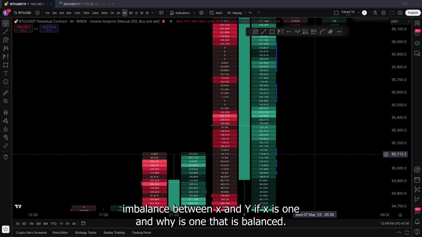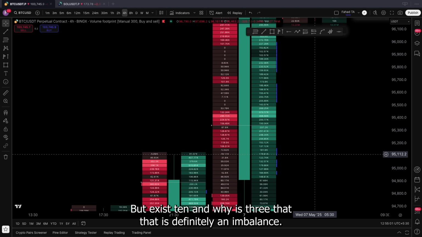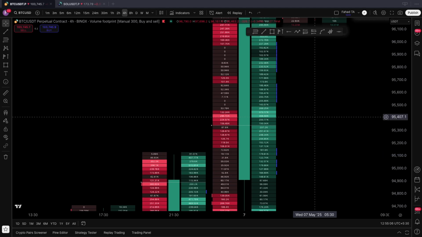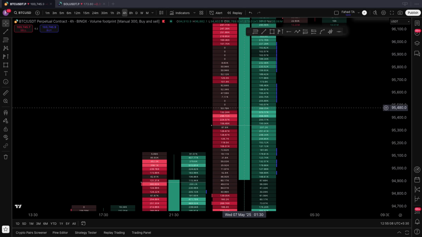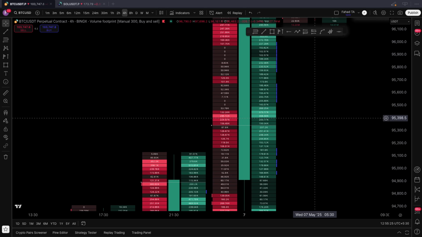If X is 1 and Y is 1, that is balanced. But if X is 10 and Y is 3, then there is definitely an imbalance, right? So similarly here you can say X was sellers and Y was buyers. So if X is 10 and Y is 2, there is a selling imbalance because there are more sellers than buyers. But if there are 10 buyers and just 2 sellers, there is a buying imbalance because there are more buyers when compared to sellers. So that is what imbalance would look like from a trading perspective if you are using volume footprint.